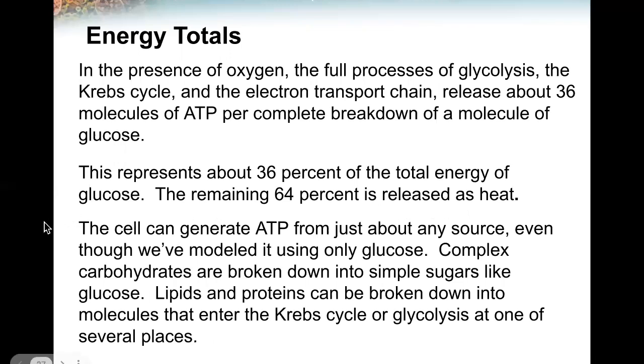The cell can generate ATP from just about any source, even though we've modeled it using only glucose. Carbohydrates are broken down into simple sugars like glucose. Lipids and proteins can be broken down into molecules that enter the Krebs cycle or glycolysis at one of several places.